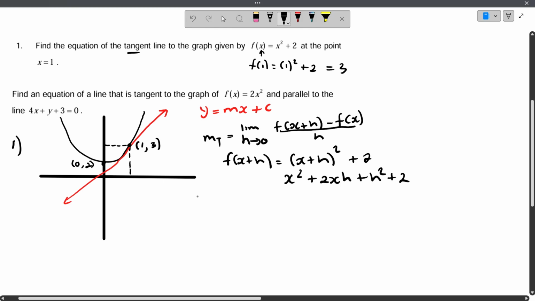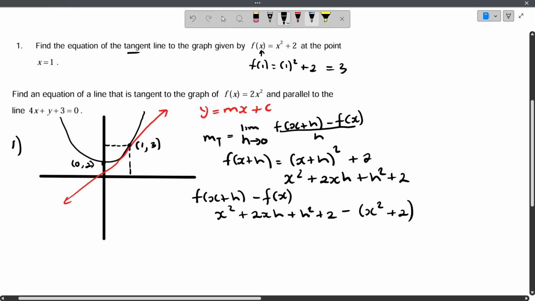Okay, so now the next step is to find f(x plus h) minus f(x). Remember, we want the top part there. So my f(x plus h) is x squared plus 2xh plus h squared plus 2, and then we subtract that from the original function. Therefore I'll put this in brackets, minus x squared plus 2. Now you can see that I have x squared minus x squared, which gives me 0, and then 2 minus 2, that gives me 0 as well. Therefore I have the remaining part, which is 2xh plus h squared.